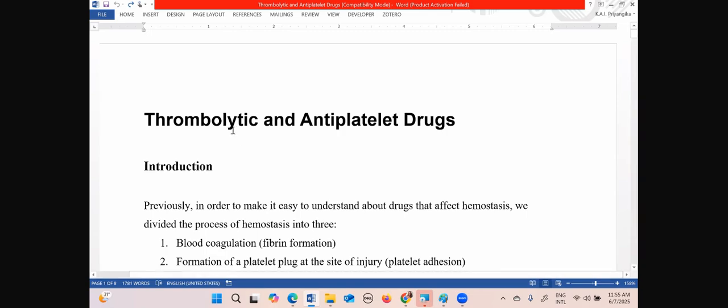So yeah, we will start a new lesson next week. But for this blood clotting and related drugs, since this section is over, now you can summarize and you can make flow charts.